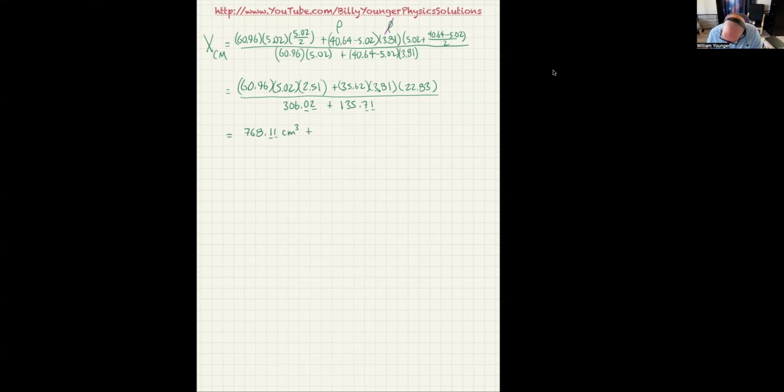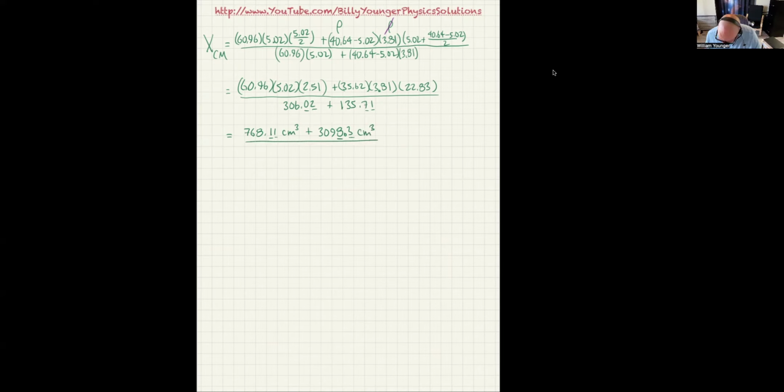Plus, now I'm taking 35.62 times 3.81 times 22.83. And again, this is 3 sig figs times 4 sig figs times 4 sig figs. So that should give me 3 sig figs total. And in this case, it's a much bigger number. Let's see, 35.62 times 3.81 times 22.83. This gives me 3098.3, but it's only supposed to have 3 sig figs, so these two are not significant figures.